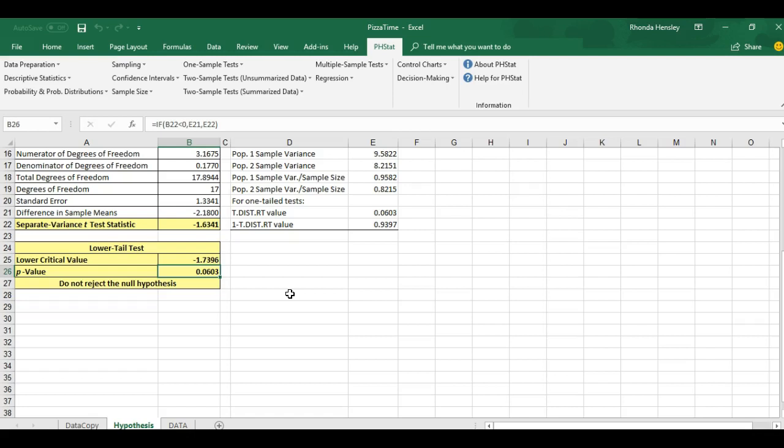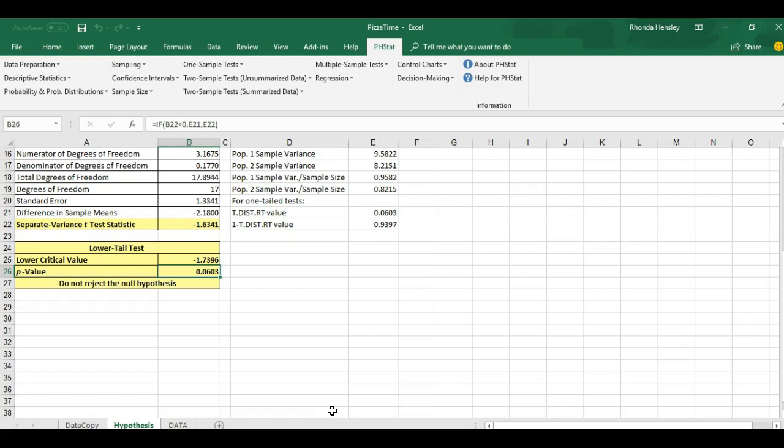We can't say that mu1 is not greater than or equal to mu2. So although there's a difference, it looks like it's a pretty good size difference, it's not significant at the 0.05 level, and we get a p-value that's greater than our alpha level. So that's how you do those kinds of hypothesis tests, and that's how you explain them.